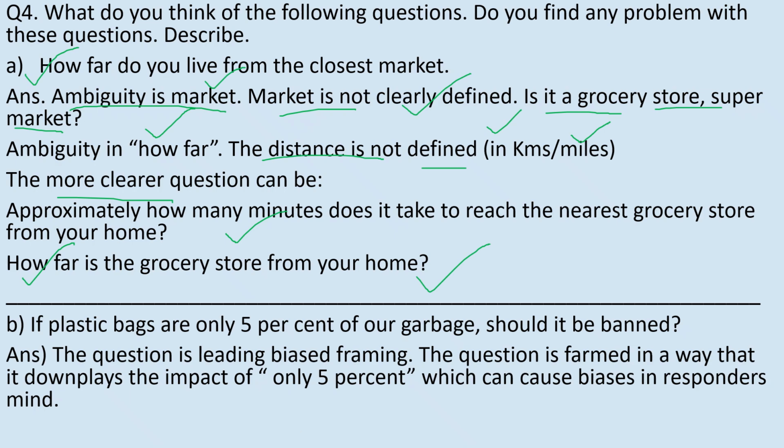Then the next question is, if plastic bags are only 5% of your garbage, should it be banned? So what is the answer here? What is the bias here? The question is leading, biased in framing. So the question is framed in a way that it downplays the impact of only 5%, which can cause bias in the responder's mind.